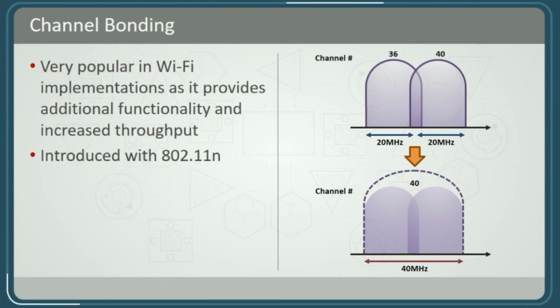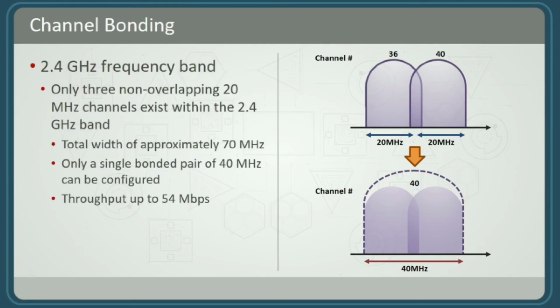Now, this was very popular in Wi-Fi implementations and remains so, as it provides additional functionality for what you can support, and of course that overall increased throughput. And this was initially released with 802.11n. Now, that said, there are some considerations with respect to the frequency.